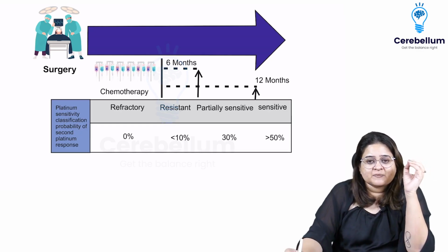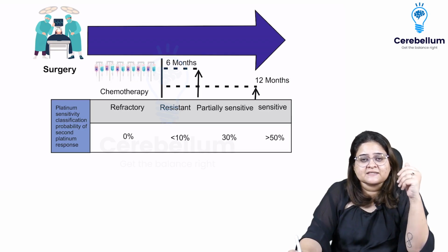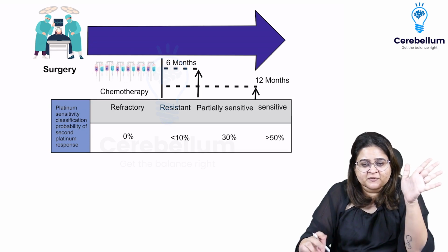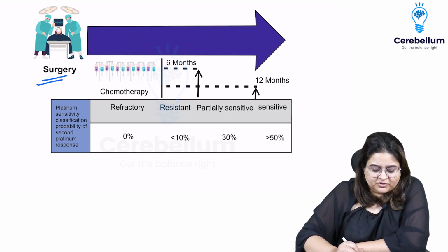There's something called platinum sensitivity. How do we know if this patient is sensitive to the platinum based chemotherapy? So look at this picture. This picture is very self-explanatory actually. So you have a patient who's undergone surgery, and after surgery we start her on chemotherapy.